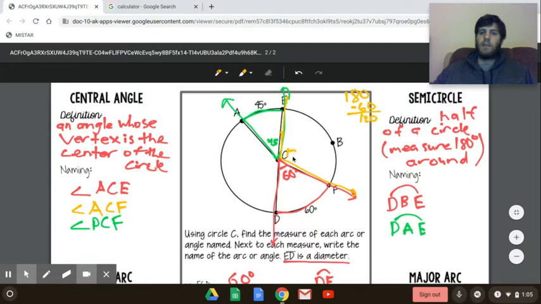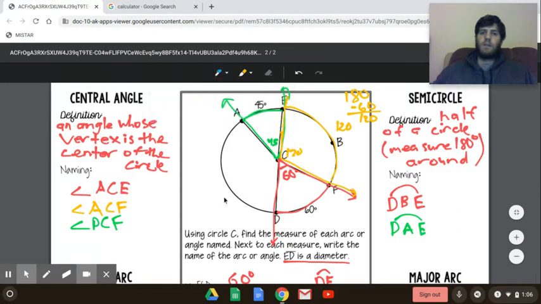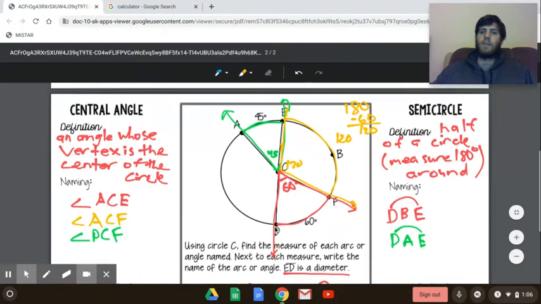So we knew that this angle measure right here and this arc measure are both going to be 120 degrees. And we can do the same thing on the other side with our other semicircle. So our other semicircle, right, was EAD or DAE. Okay, so we know that adds up to 180.